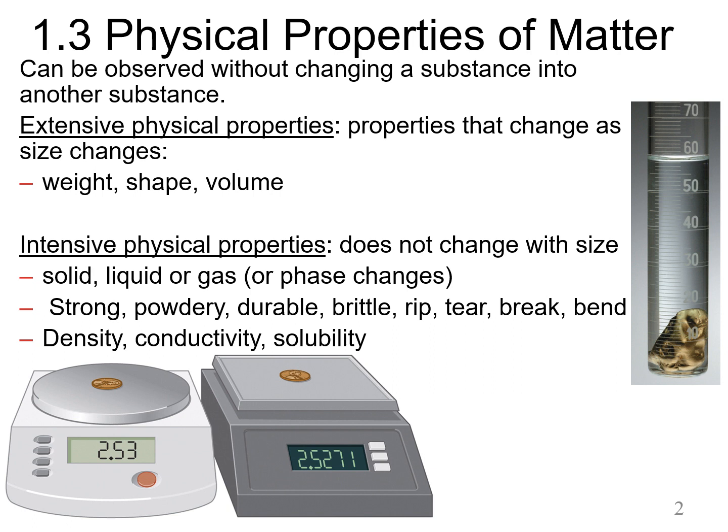We can measure its size, its shape, its volume, its density. That doesn't change what the matter looks like. We can see if it's powdery or durable, and that's not going to change the substance. We can rip it, tear it, break it, bend it. Those are all things that we can measure without changing what that substance is.